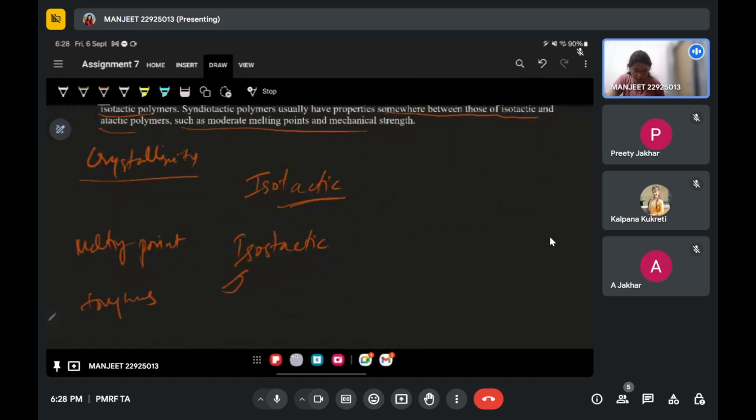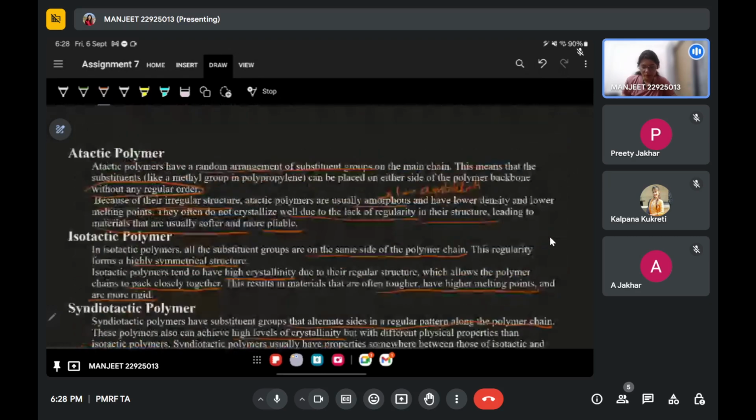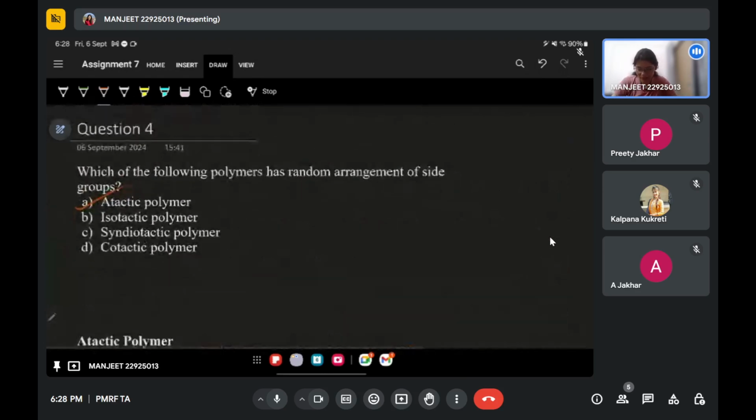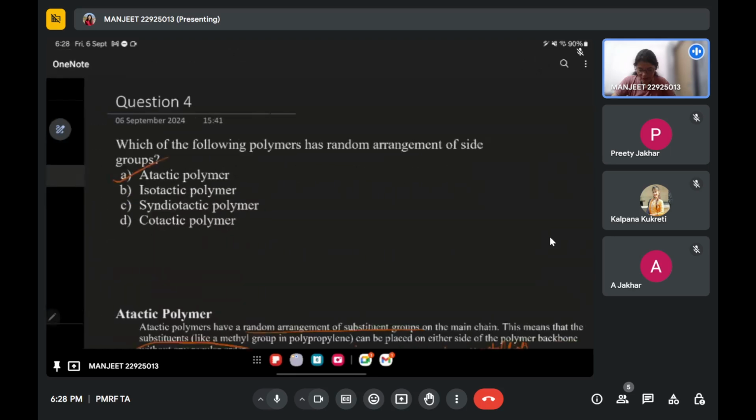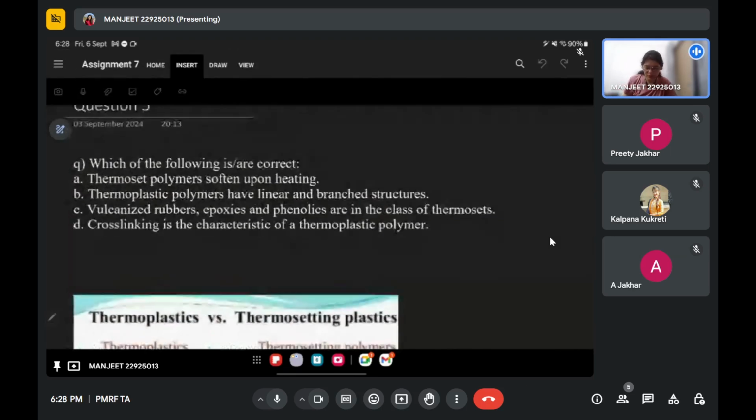The same again, this crystallinity, this isotactic one is having the higher toughness in the material. So this is all about the arrangement of the side group in the polymer, and we classified them into three categories. Now let's move to question number 5.